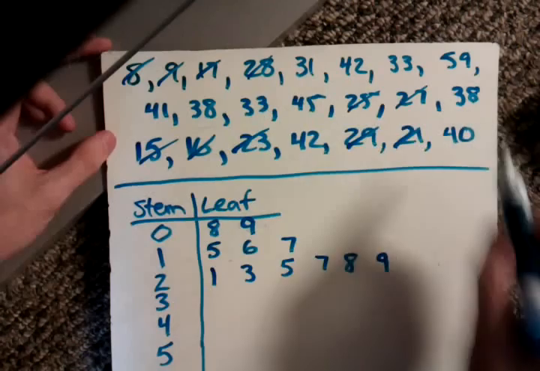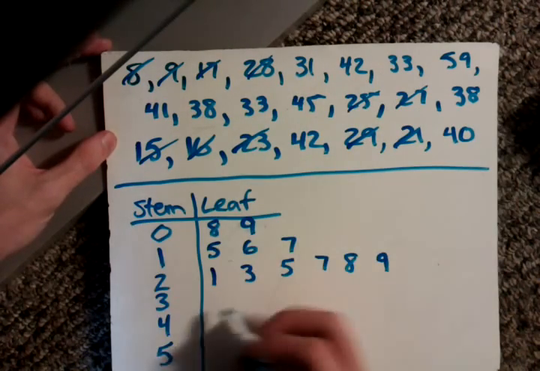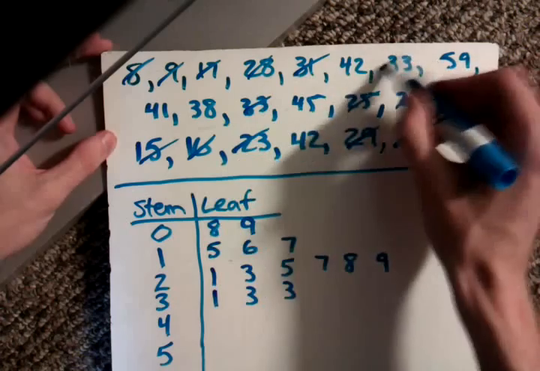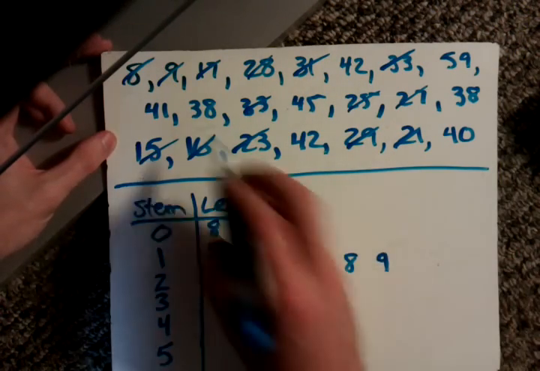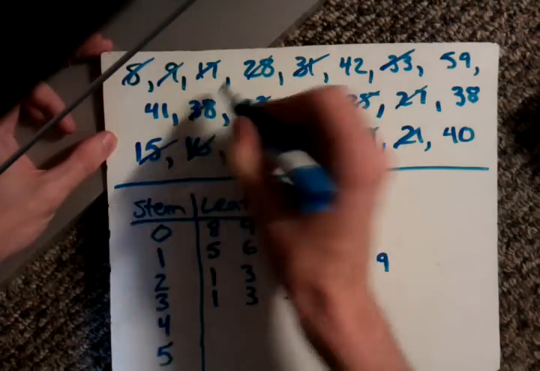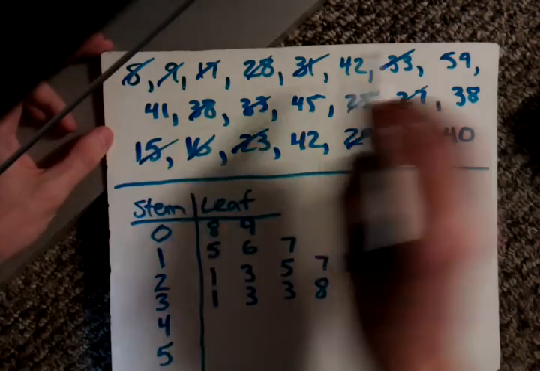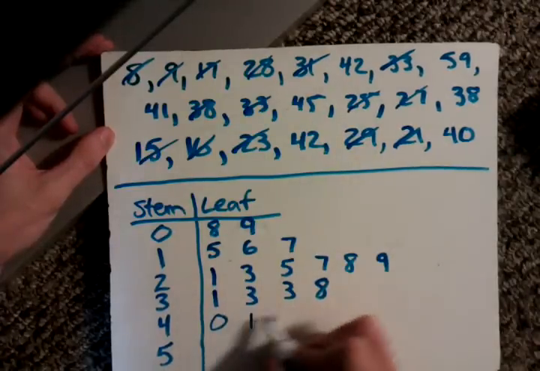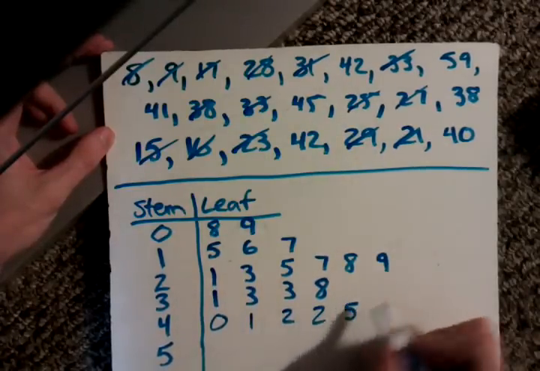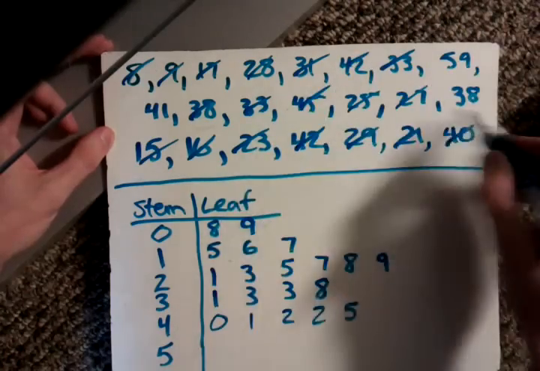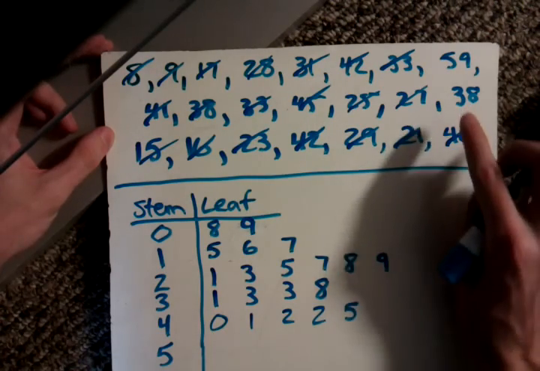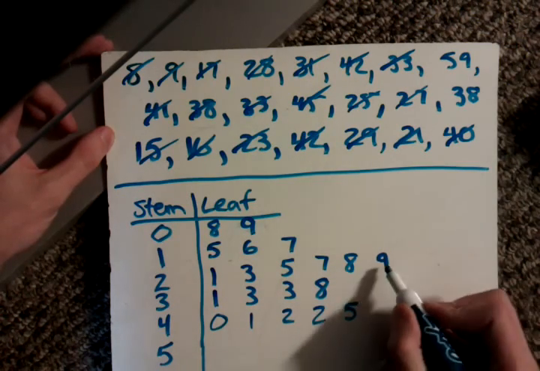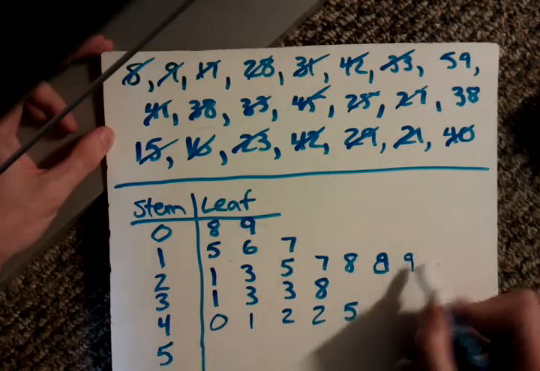So the 30s, we got a 31, a 33, another 33, and a 38. And in the 40s, we got a 41, 42, 42, a 40, and a 45. Oh, did I skip a... See, 31, 33. Oh, there's two 38s. Be really careful while you're doing this.